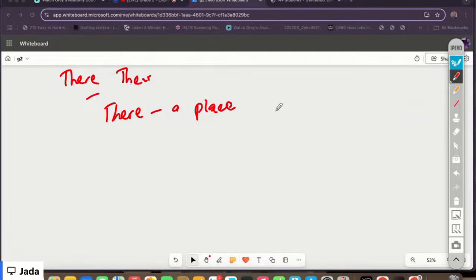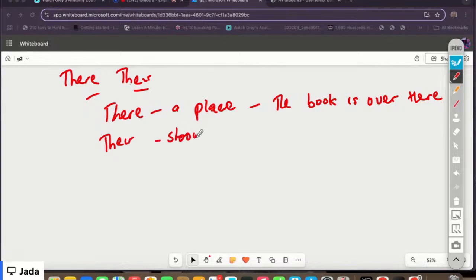So you can say, the book is over there, okay? And then when you say this one, their, it shows possession. It shows that they have something. For example, that is their house. So you see, all of them sound the same, but they have different meanings and different spellings, okay?